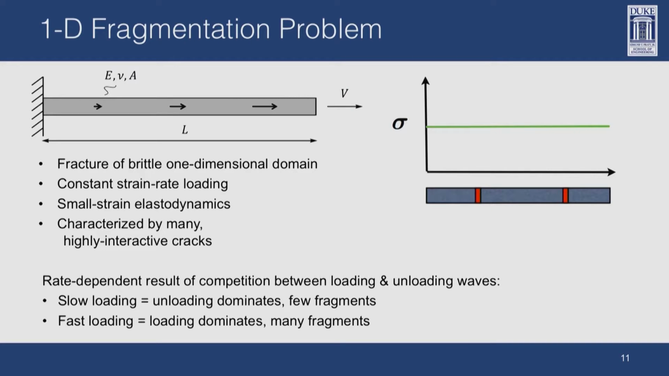Looking at the thick level set model for a one-dimensional fragmentation problem, so say we have a brittle domain here, it's fixed on the left and pulled at the right, and we pull it faster and faster. We might expect some flaws would open. And from these flaws, we have release waves. And depending on the speed of these release waves compared to the speed of the opening, we might get a different number of fragments. And so if the loading is very fast, we'll have very many fragments. If it's slow, we'll have very few fragments.